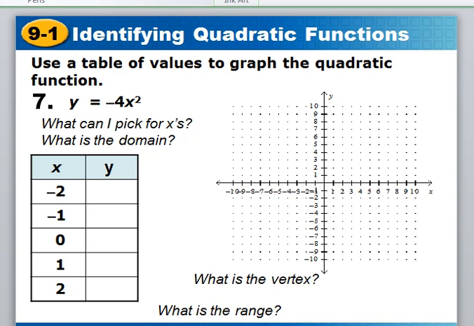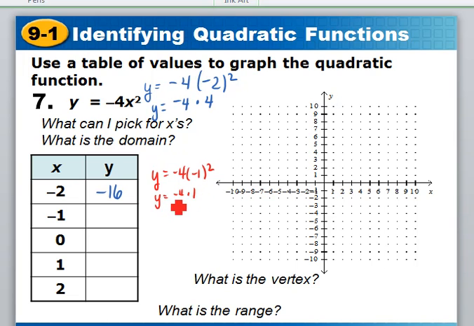So this one, when we plug it in, we have to be very careful though, because it says -4 times -2 squared. So the -2 is being squared, okay, which gives me a 4, but then I'm still multiplying by a -4. So my actual y value happens to be a -16. So then when I go to plug in the -1, I have y equals -4 times -1 squared. Well, the -1 is being squared, but I'm still multiplying by -4. So -4 times 1 is -4. Then when I plug in 0, I just get 0.